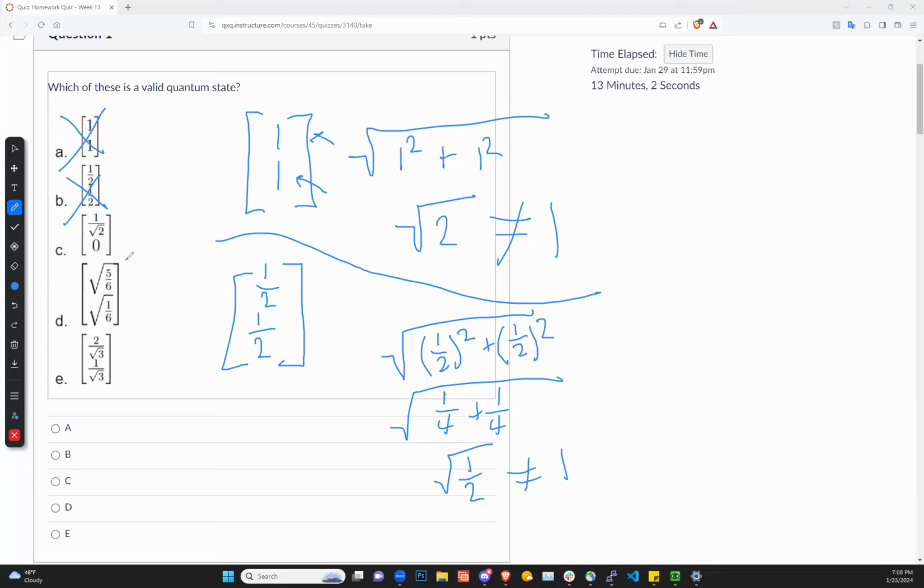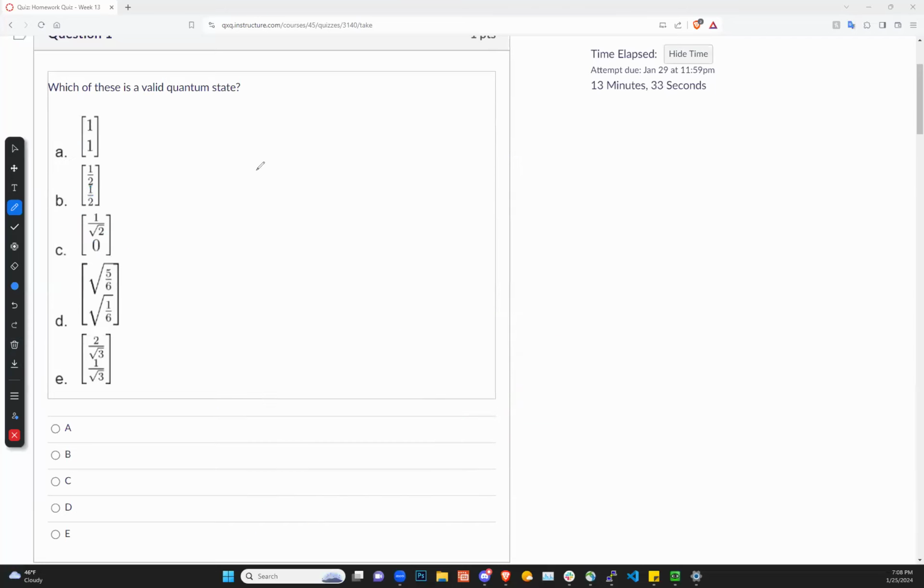C is easy because one of the components is 0. So when we do our square root, we're going to have 1 over the square root of 2 squared plus 0 squared, which is 0. So we end up with the square root of 1 over the square root of 2 squared, which is just 1 over the square root of 2, which again is not equal to 1. So A, B, and C are not valid quantum states. Let's keep going with D.